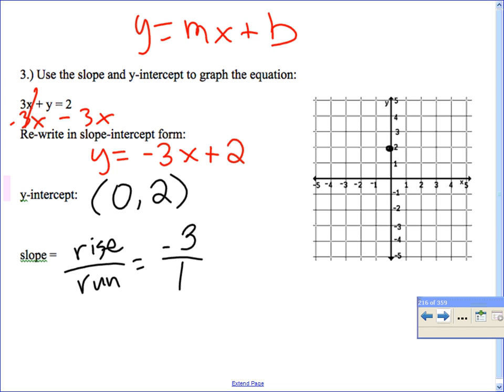Adam, does the negative 3 go up or down? Good. Adam, does the 1 go right or left? Good. So once you have your 0, 2, go down 3, 1, 2, 3 to the right 1. Down 3 to the right 1. How do I find the opposite point, Annalise? Good. Up 3 to the left 1. Up 3 to the left 1, etc. You guys like this way the best so far? Yeah. I agree. Questions on number 3?